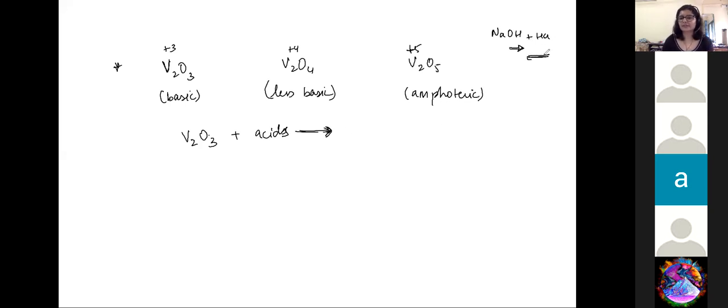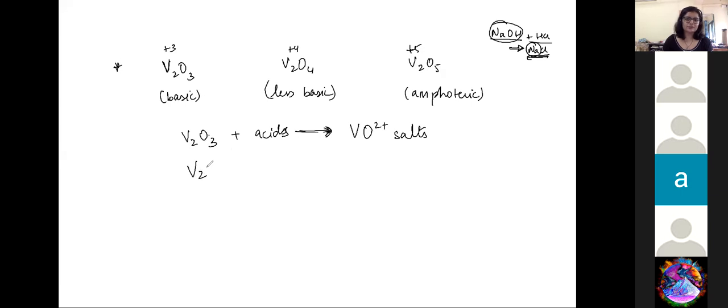So a simple example, whenever you're confused here: NaOH is a base, HCl is an acid. If NaCl is the salt, the cation of the salt comes from the base. So in this case also, when V2O3 reacts with acids, bases give the cation. So you're going to have VO2 plus salts. If the acid is HCl, then the salt you get is VO2 plus Cl, or VOCl2, salts like that.